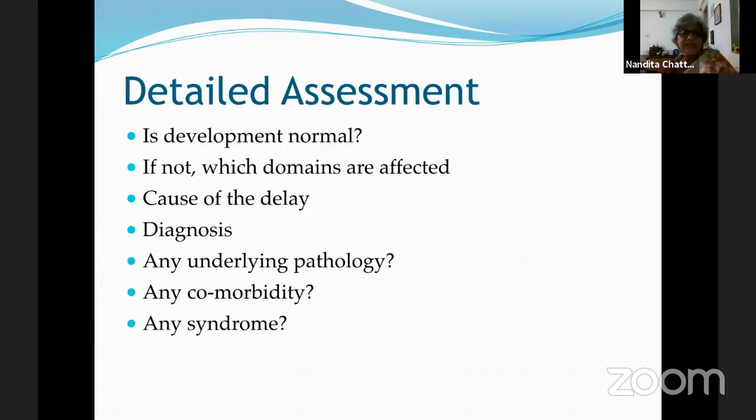Now, what about detailed assessment? What do we do in a detailed assessment? We again make sure: is development normal or not? Is it really developmental delay? If there is developmental delay, which domains are affected and how much? What is the cause of the delay? What is the diagnosis? There must be a particular problem there. What is the underlying pathology? Is there any comorbidity along with it? Is there any syndrome? All this needs to be looked into.